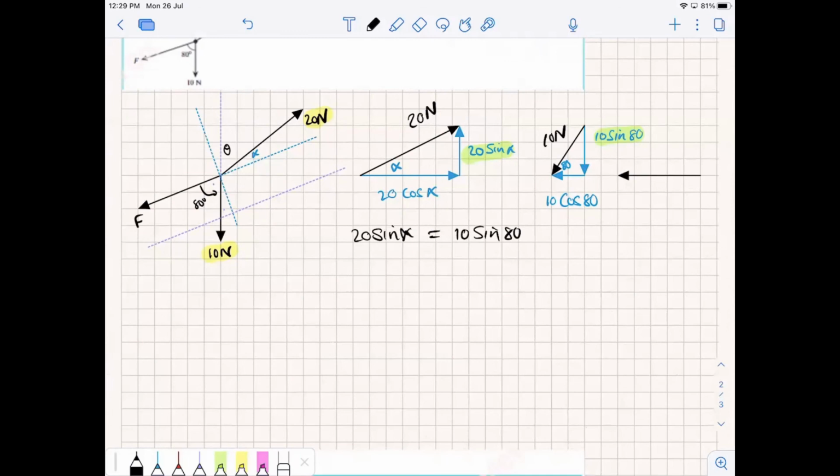And now I just have an unknown to solve for. I can punch 10 sine 80 into my calculator. It'll give me something. I can divide both sides by 20. Then I'll have sine alpha equal to something. And then I can use sine inverse to just find alpha for me. I'm going to save us the time. And this is 29.5 degrees. So now I have the size of angle alpha.